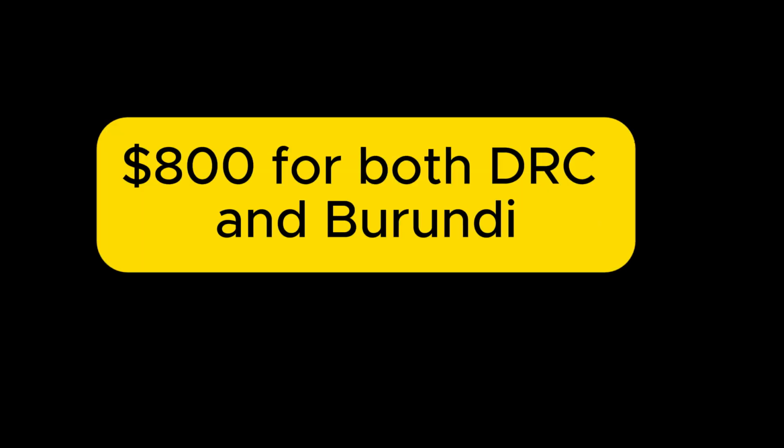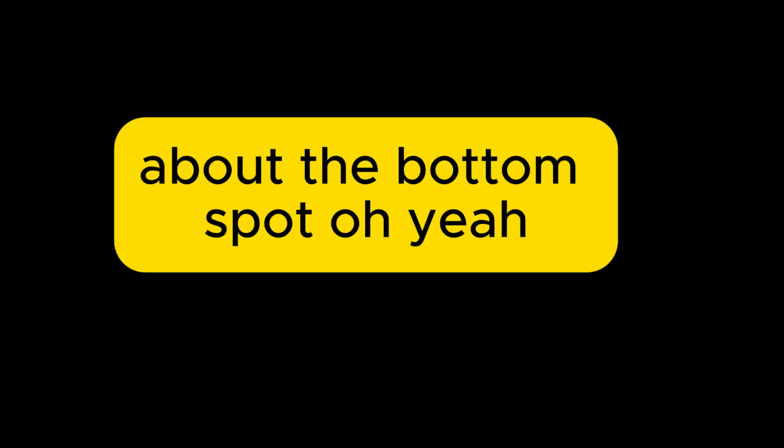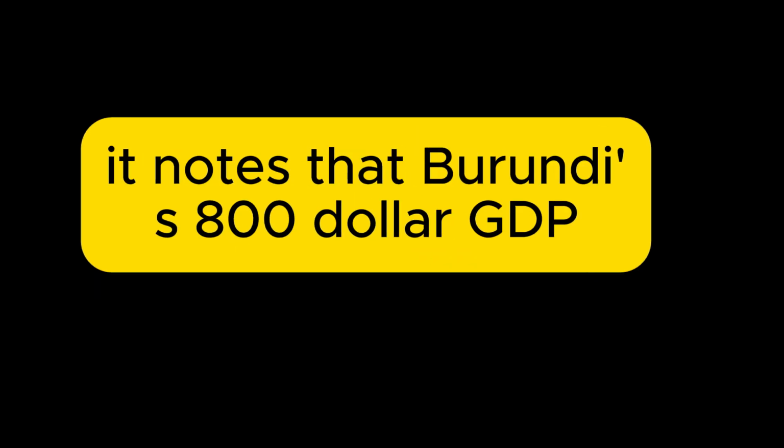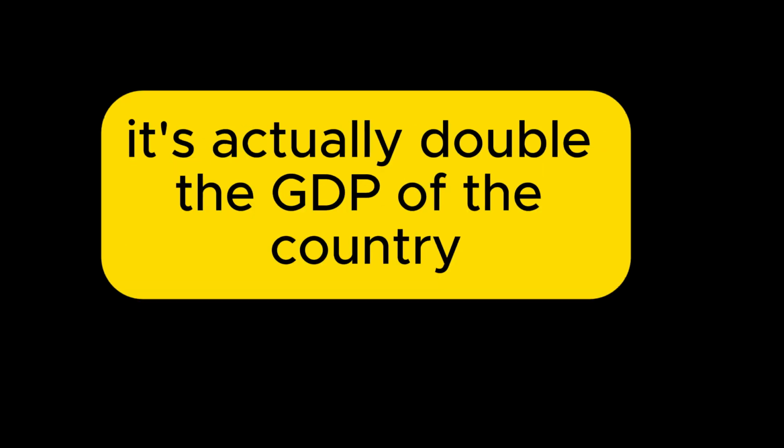Another tie. $800 for both DRC and Burundi. Exactly. And the source actually gives a bit of a hint here about the bottom spot. Yeah, it notes that Burundi's $800 GDP is actually double the GDP of the country ranked number 1. Double. Wow. Okay, that really signals how low number 1 must be.